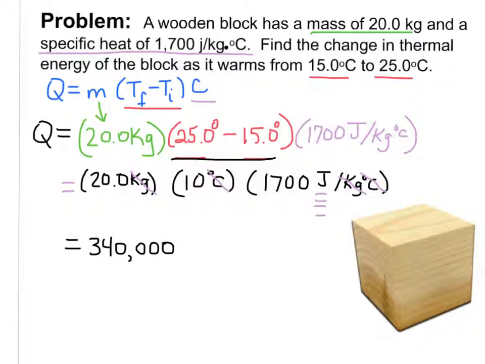So when I plug this into my calculator, 20 times 10 times 1700 gives me 340,000 joules of energy. That is the change in thermal energy of the block as it warms from 15 degrees to 25 degrees.